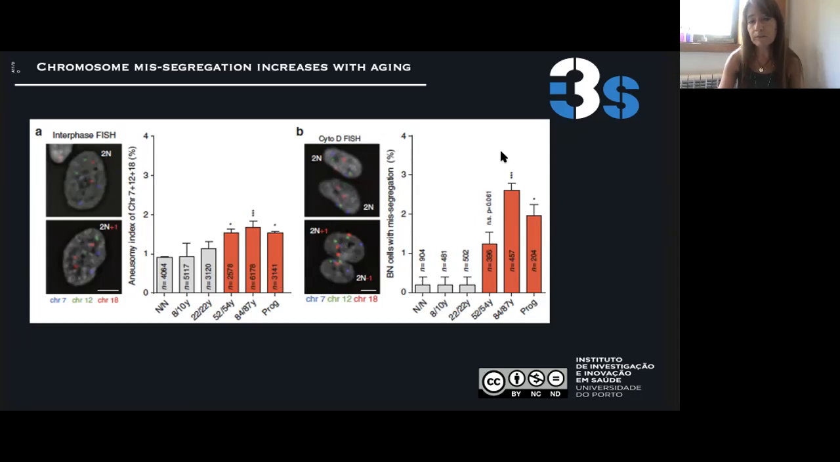it's even more striking if you look at aneuploidy in post-mitotic cells, cells that we arrest in telophase using the cytochalasin D inhibitor for cytokinesis. So aneuploidy increases during normative aging due to an age-associated loss of mitotic fidelity.